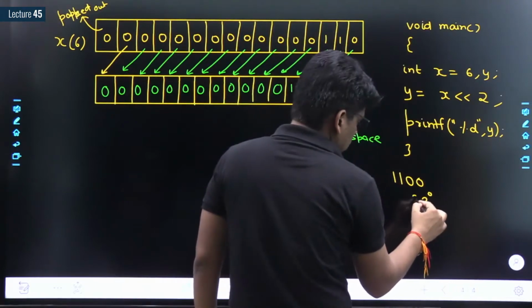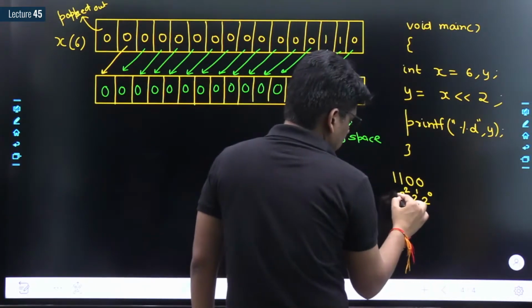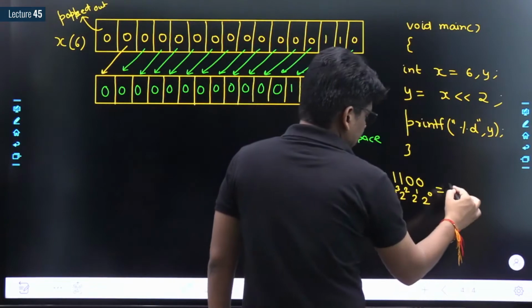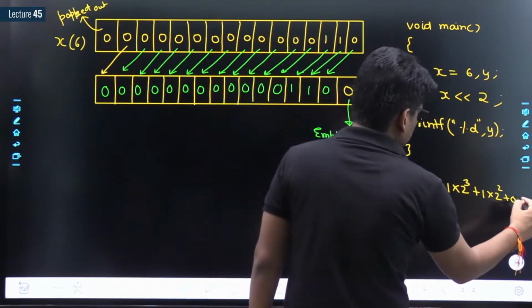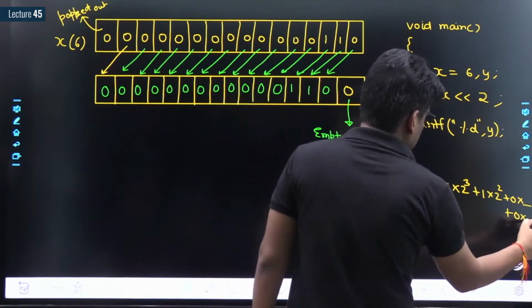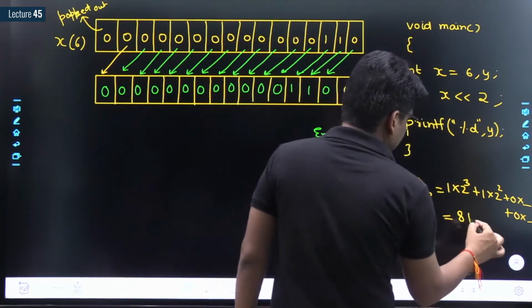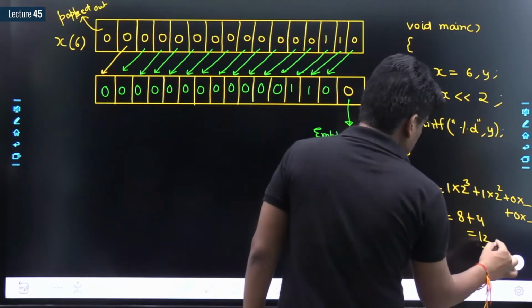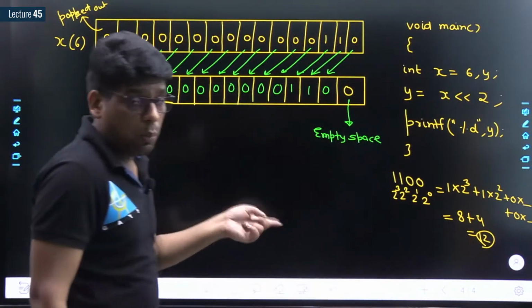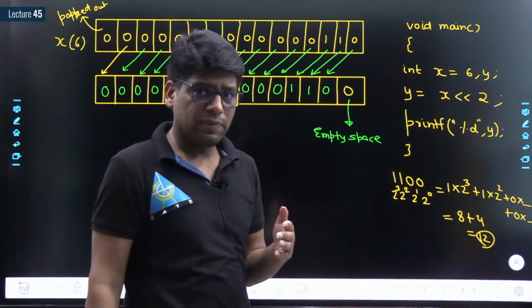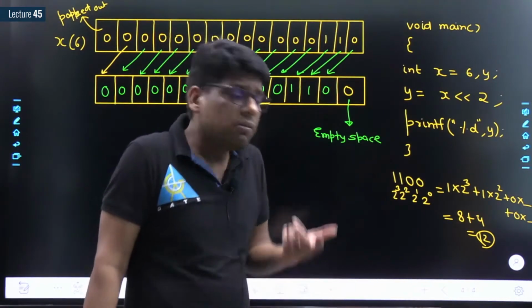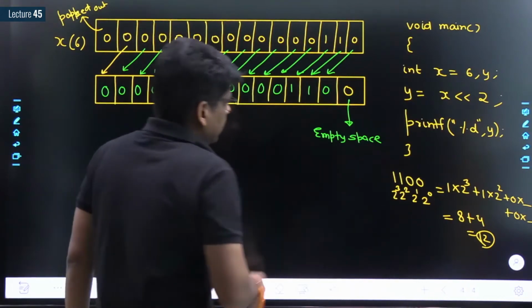Sir, 2 to the power 0, 2 to the power 1, 2 to the power 2, 2 to the power 3. That means 1 into 2 to the power 3 plus 1 into 2 to the power 2 plus 0 into something is 0 plus 0 into something is 0. So, what is the value? 8 plus 4, that is 12. So, if I left shift 6 one time, I am getting 12. Sir, is it so that the values are getting doubled? We will check it later. Sir, the value is 12.